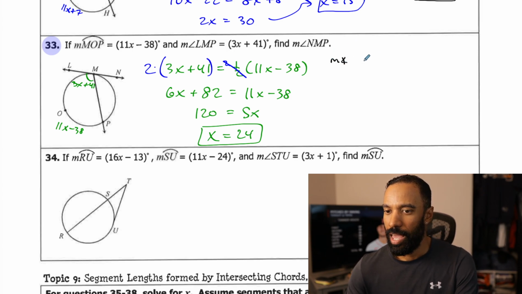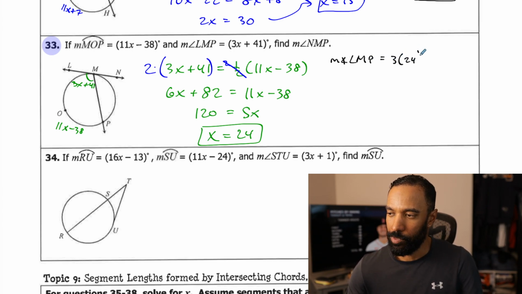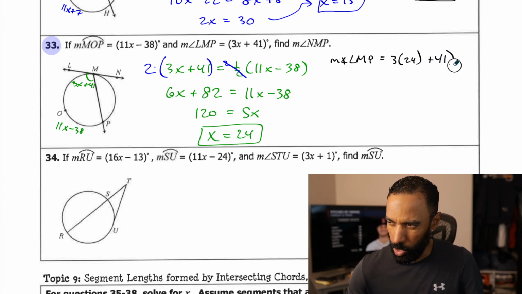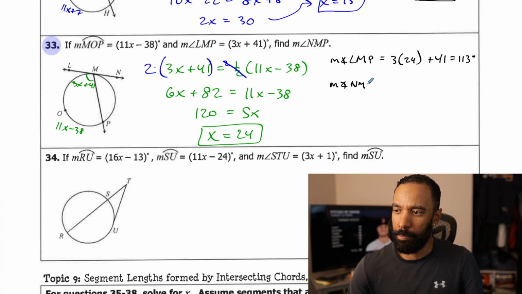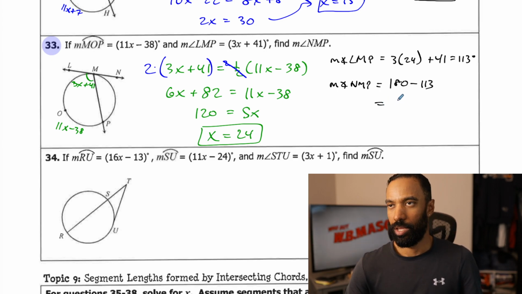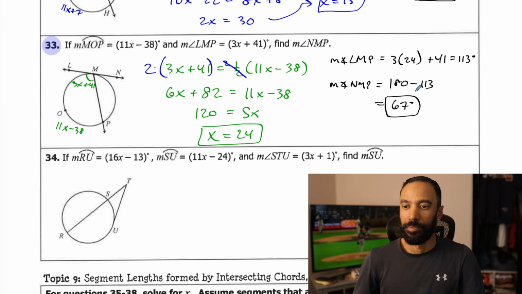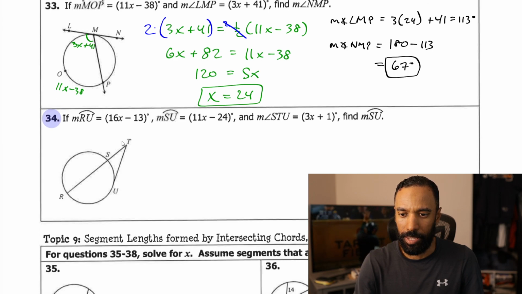Measure of angle LMP is going to be 3 times 24, 72, plus 41, no parentheses there, 113. So the measure of angle NMP is 180 minus the 113, which is 67 degrees. And it kind of looks it, again, I assume these are mostly drawn to scale, making that look kind of be what it's supposed to be.